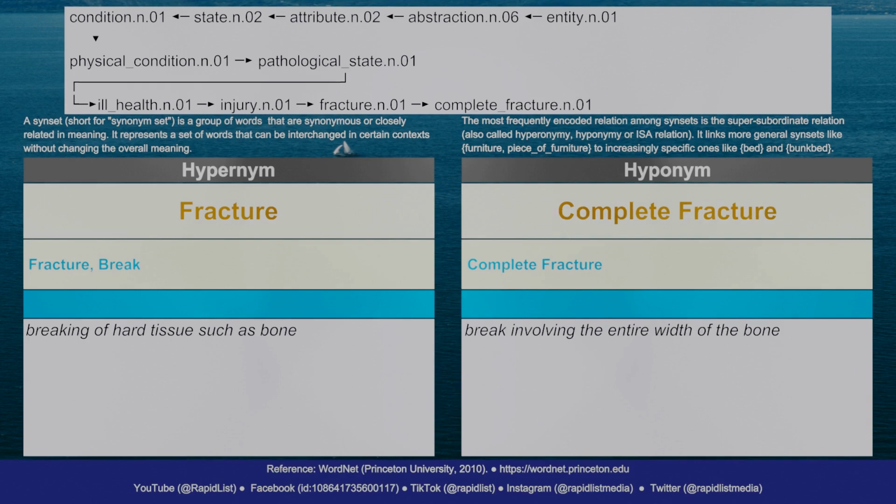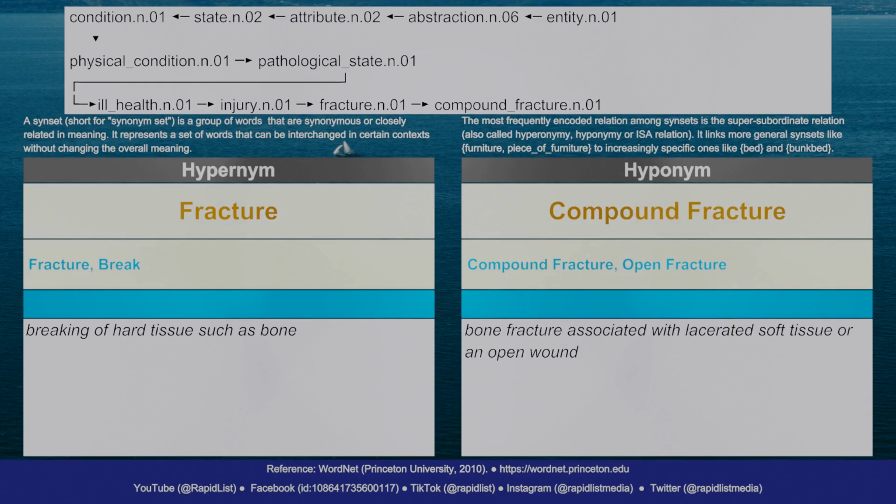Complete fracture. Break involving the entire width of the bone. Compound fracture. Bone fracture associated with lacerated soft tissue or an open wound.